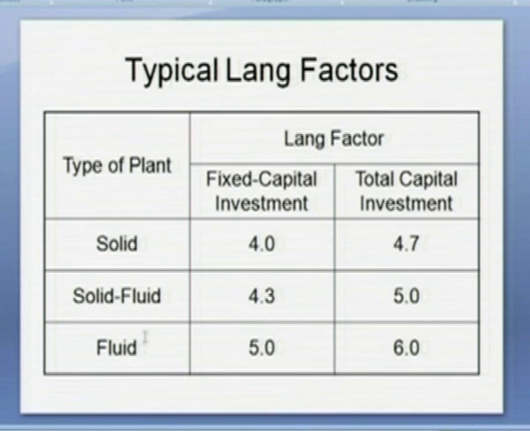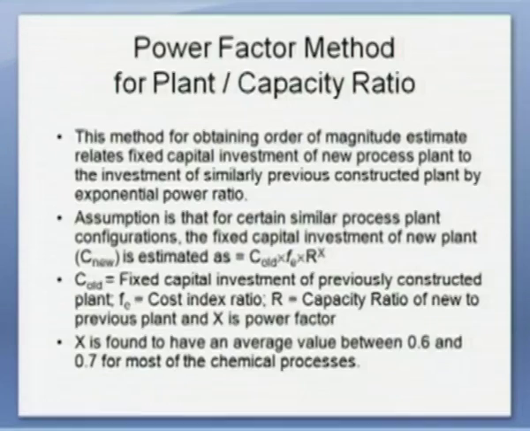Now, Fe is the cost index ratio, C old is the fixed capital investment for the previously constructed plant, R is the capacity ratio of new to previous plant and x is the power factor. x is found to have an average value between 0.6 and 0.7 for most of the chemical processes. This is very typical, again, of equipment.